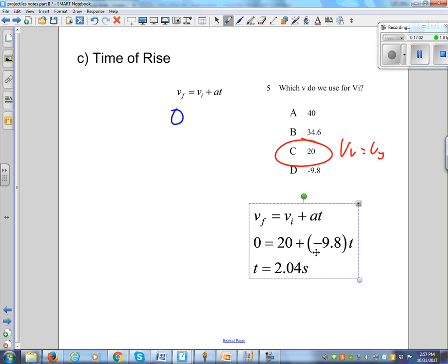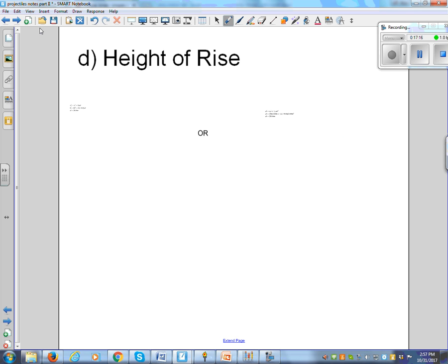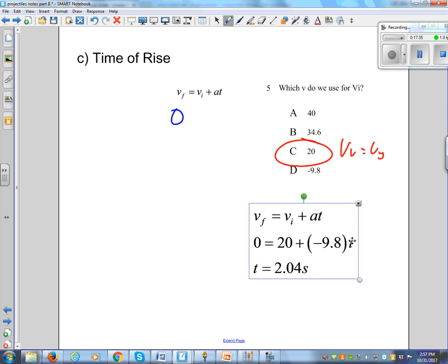So what do you think's next, DJ? What's the next question I'm going to ask? How long? Distance? How high up does it go? How are we going to do height of rise? You gotta find time. Do I have the time up already? 2.04. I got the time up, 2.04.